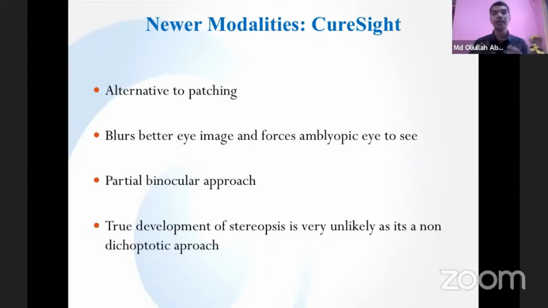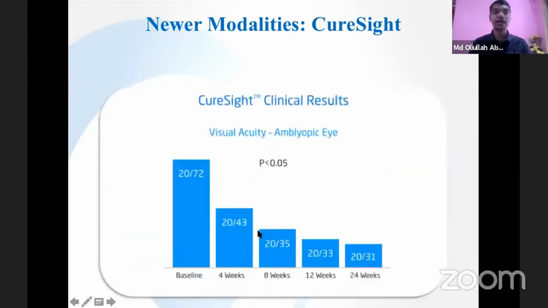So as it is a combination of a dichoptic approach and this Binocular filter concept, it is a partial binocular approach. It's not completely binocular because the patching component is still there. It can yield very good improvement in visual acuity, but we are not sure what happens to the improvement in stereopsis. There is data available from the manufacturer, which they presented on a very limited number of patients.